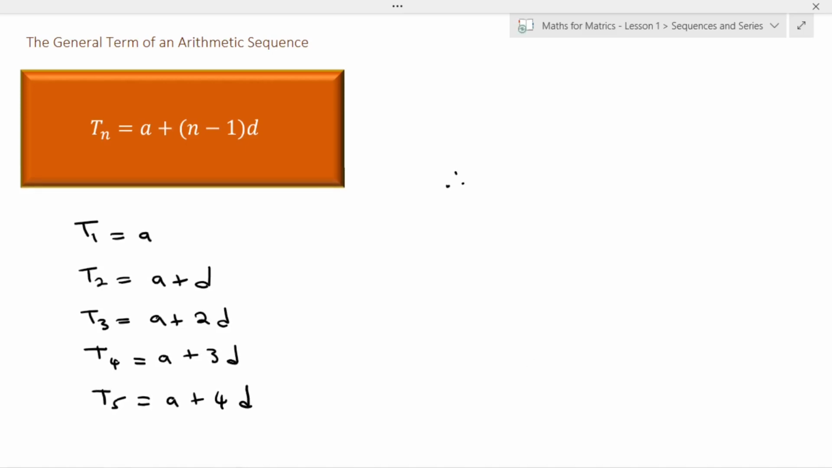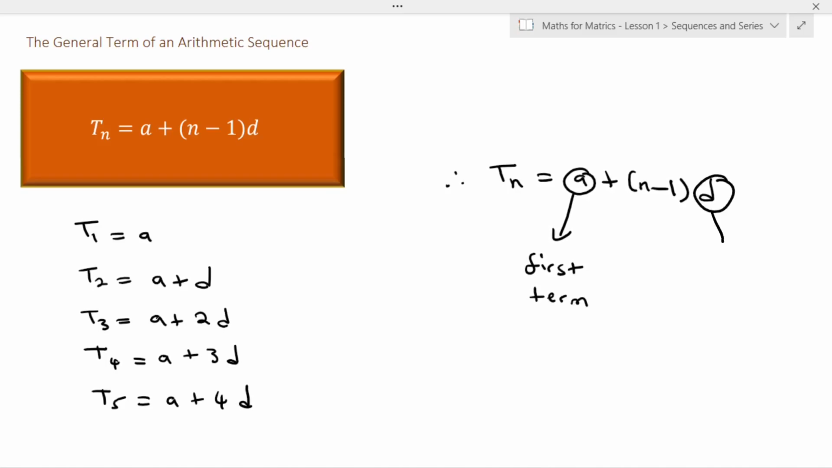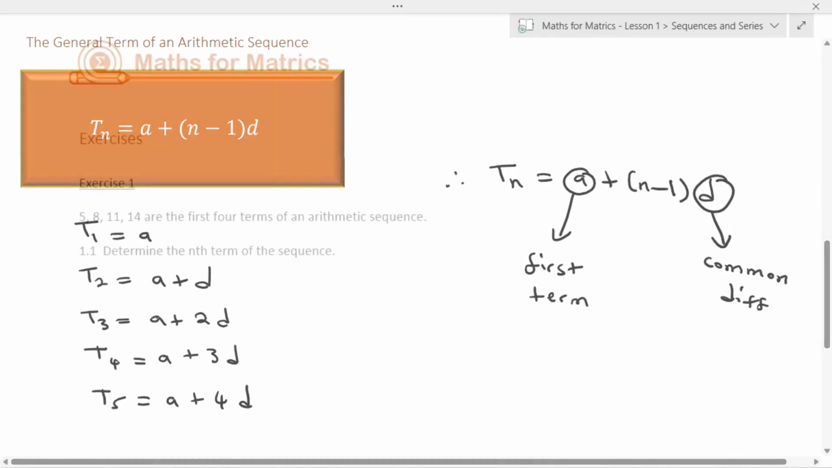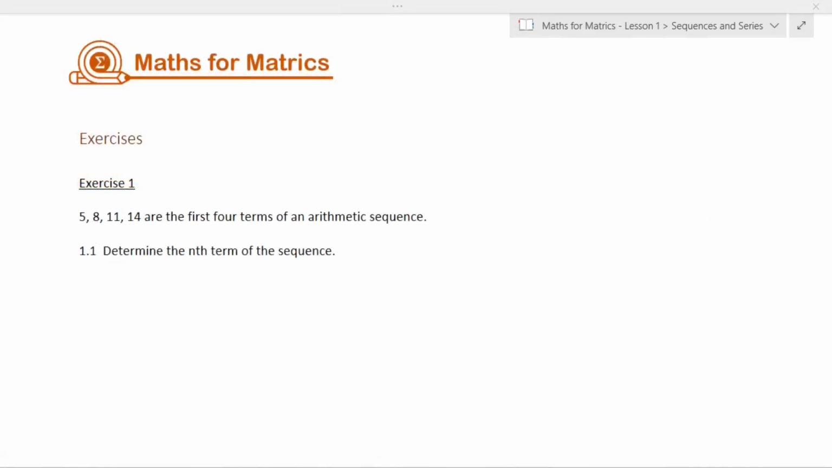Therefore you can generally say that the nth term, Tn, is equal to a plus (n minus 1) times d, where a is the first term of the sequence, and d is the common difference between the terms. Now let's do some exercises.